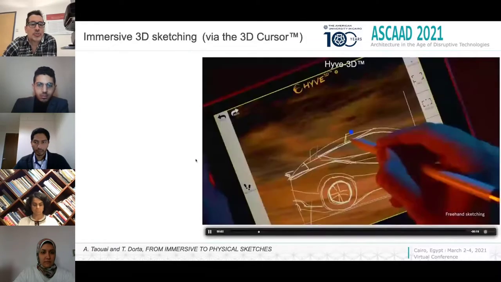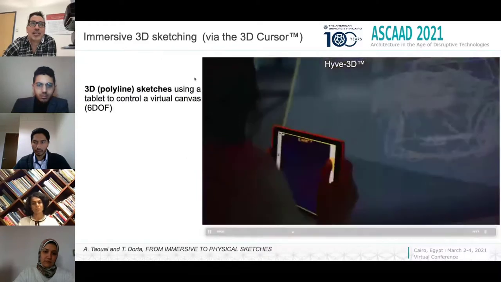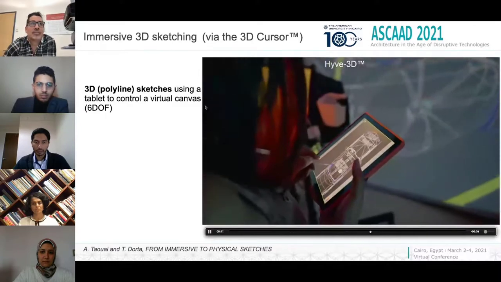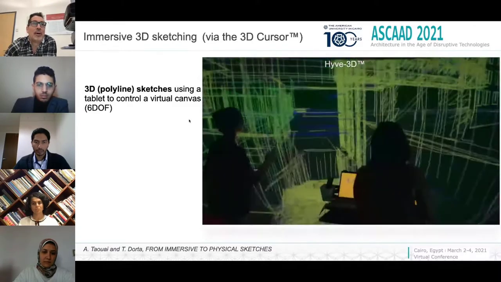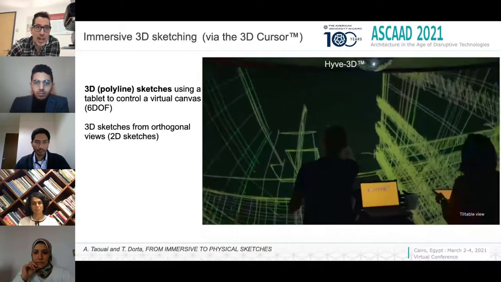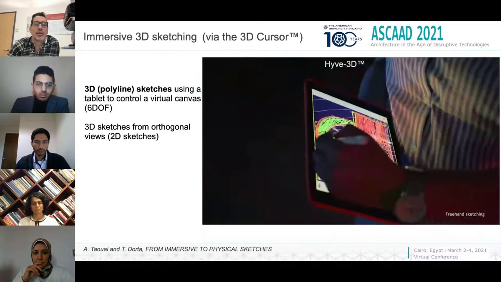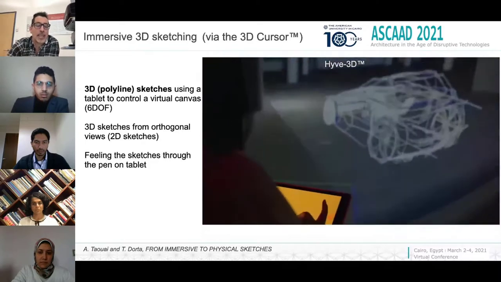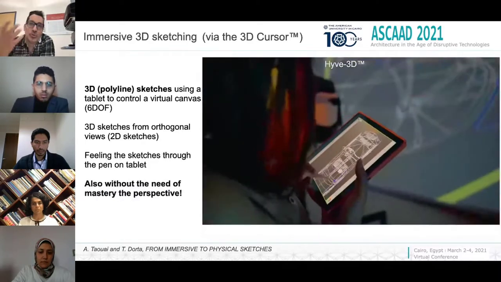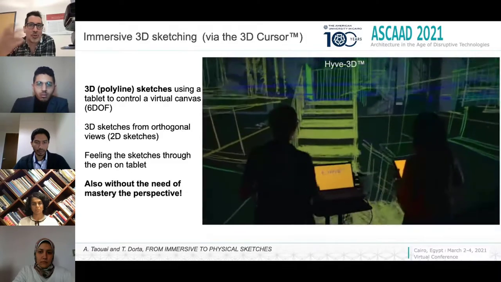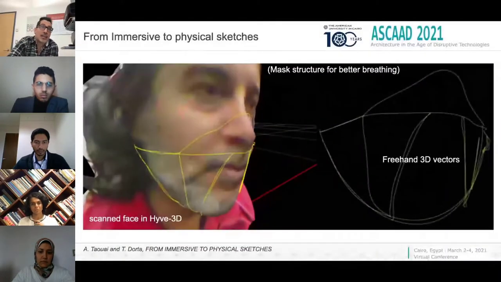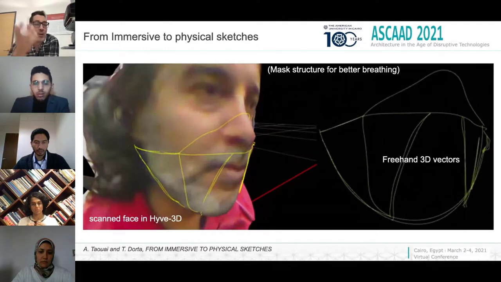We use the Vive 3D with the 3D cursor. You can sketch using the tablet that is controlled in six DOF. And then you have 3D sketches from orthogonal views because you change the position of the tablet. And you feel the sketch because you are using a pen. And so you don't need to master the perspective because you are sketching orthogonal views and you see the 3D shapes. So we propose a technique going from sketches to 3D printing.